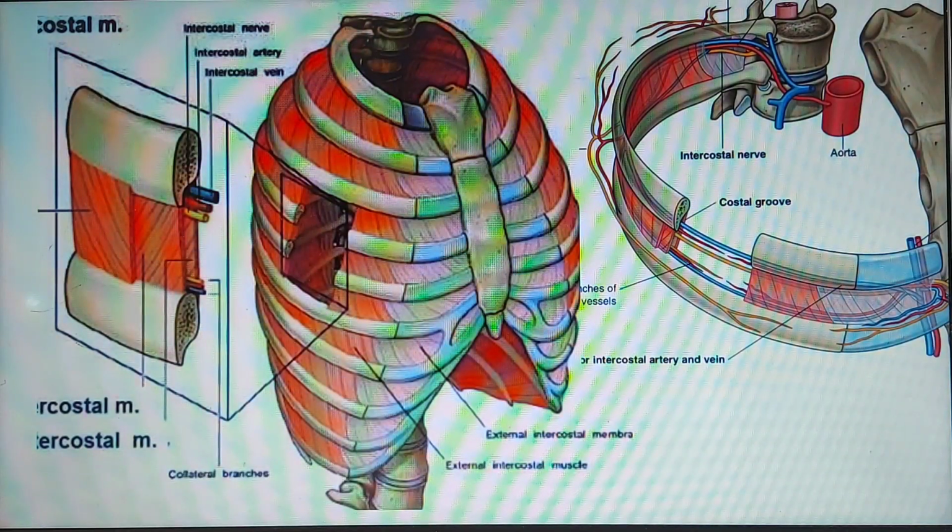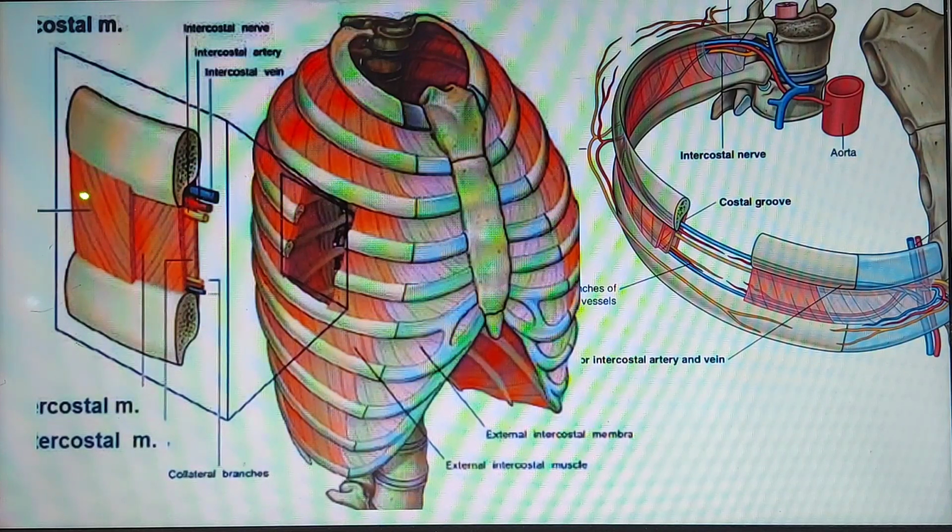Now we see the intercostal muscles that are present within the intercostal space. There is a rib and there is another rib. In between the ribs, if we magnify this, there is a muscle. This muscle lies externally, there is the external intercostal muscle, and there is the internal intercostal muscle, and here is the innermost intercostal muscle.